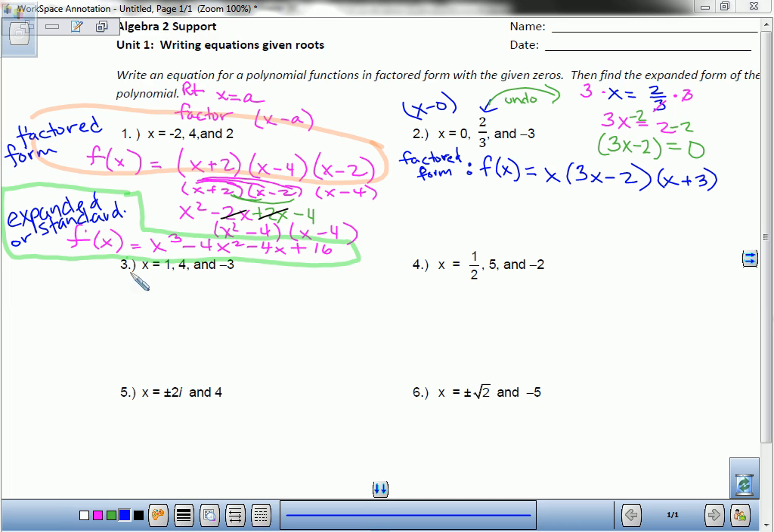All right, so number 3 is easier. There's no fractions, there's no zeros, so the factored form is really easy. To write the factored form, f of x equals, you're going to do x minus the 1, x minus the 4, and then x plus the 3.